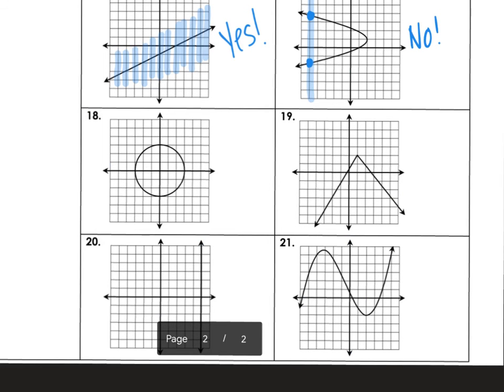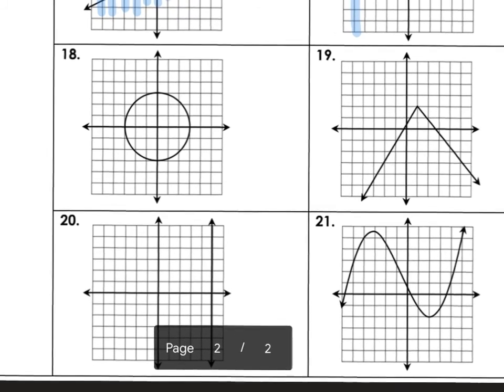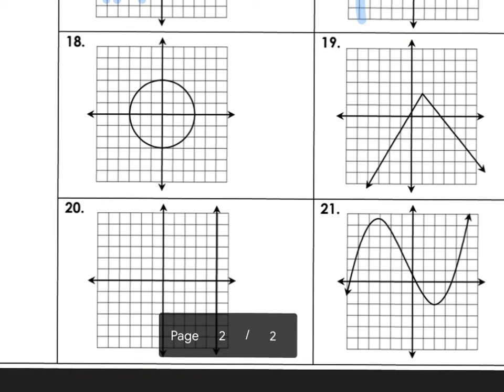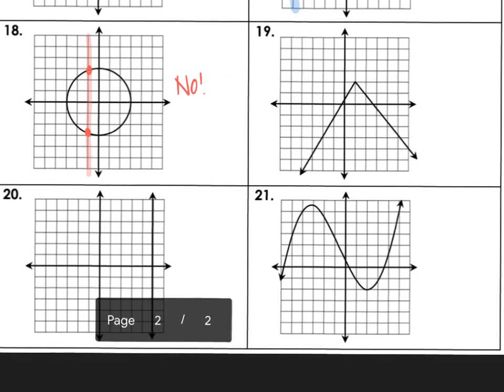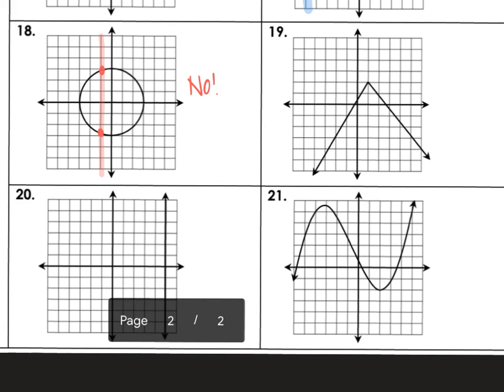Okay, and now let's look at number 18, and let's figure out if this is a function by using the vertical line test. So I'm going to just draw a vertical line right here, and I instantly see that there are 2 points that are on my line and on my circle. So because there's 2 points, this is not a function. All right, number 19, vertical line test. If I draw a vertical line straight up and down, anywhere, there's only 1 point that touches through the red vertical line. Therefore, yes, this is a function.